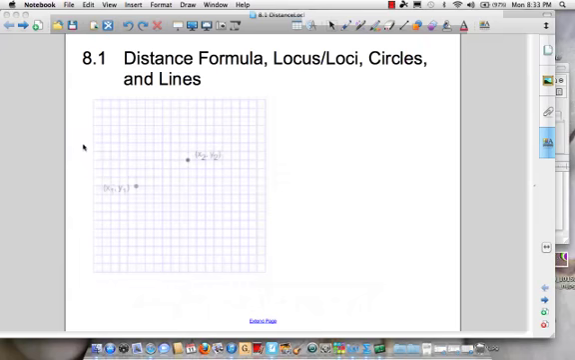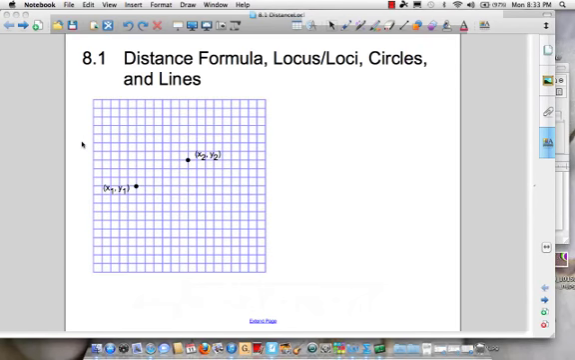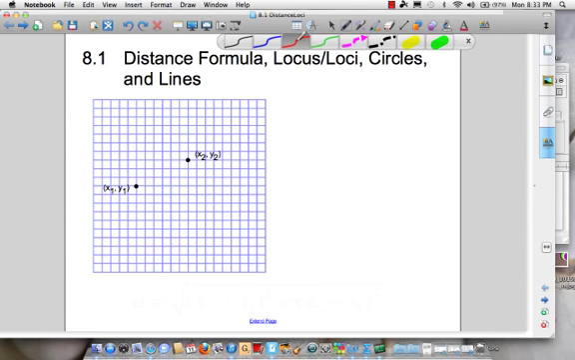So first, let's look at where the distance formula comes from. Suppose you have 2 points that happen to be graphed and you know their coordinates. I'm going to do this in general, so I'm just going to call the coordinates x1, y1, and the other point is x2, y2. And I want to know the distance between those 2 points. Well, what I'm going to do is draw in a right triangle and then use the Pythagorean theorem to find this distance, which I'll call d, between those 2 points.